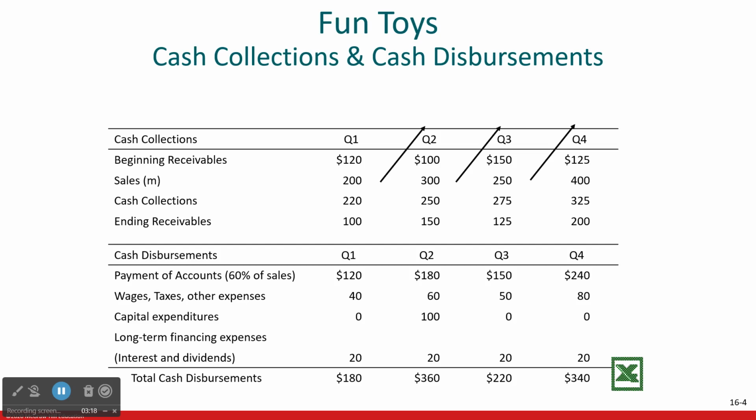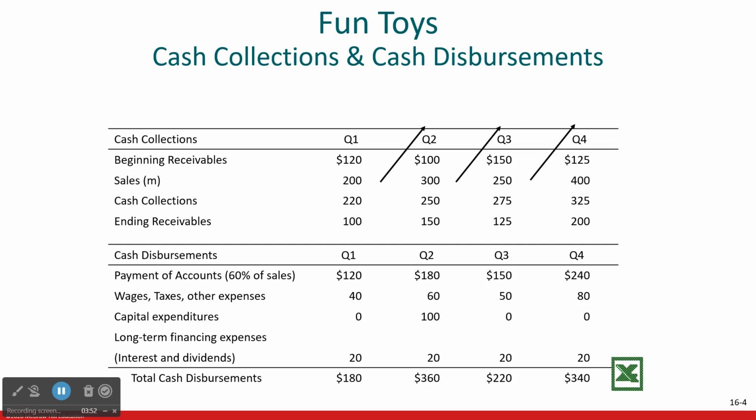And then the remainder of the sales, the 200, half of that would be the ending receivables. And we see that the ending receivables for the first quarter is the beginning receivables of the second quarter. And so we see in the cash collections that even though we're selling 200 million in the first quarter, we're actually collecting cash of 220 million. In the second quarter, we're selling 300 million, but we're only collecting 250 million. And so we see that ebb and flow.